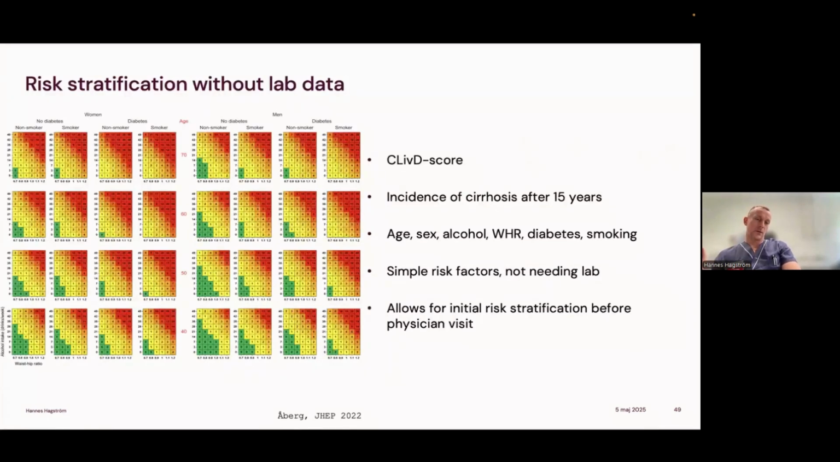Next, I want to talk a little bit about how we can risk stratify our patients without lab data. This is not a study from us, but from a colleague, Fredrik Åberg in Finland, where they developed something called the CLIV-D score. Not sure if you have read about it. It was out in the Journal of Hepatology a couple of years ago. This is a non-invasive model that tries to estimate the risk of cirrhosis after up to 15 years. And what's nice is that it doesn't require any lab data. It uses age, sex, alcohol, waist-hip ratio, presence of diabetes, and smoking. These are simple risk factors. You don't need any labs. And the beauty of this is that you can get some initial risk stratification before the physician visit. Theoretically, you can ask your nurses to do this, and you will end up with a risk score.